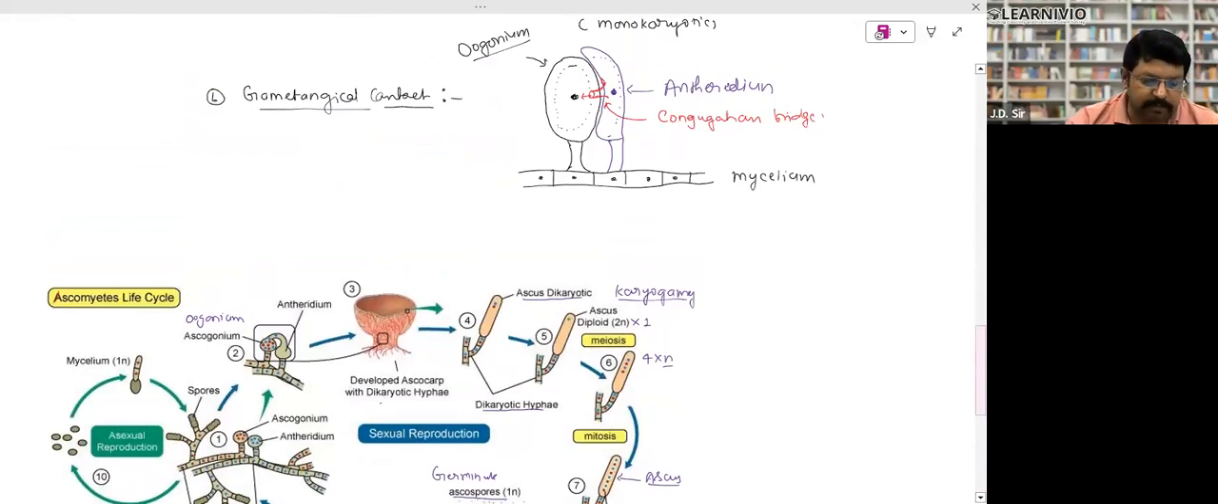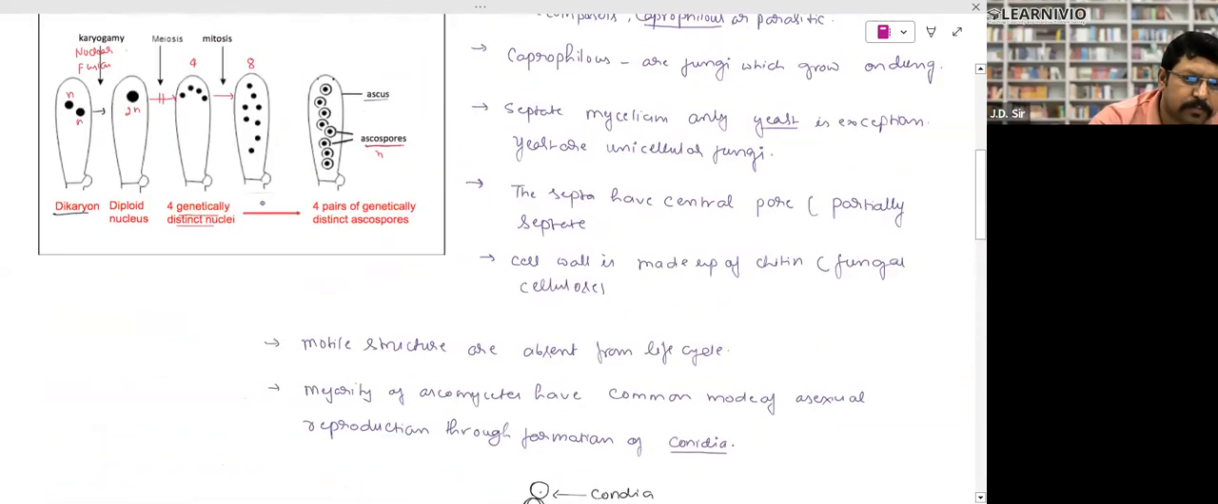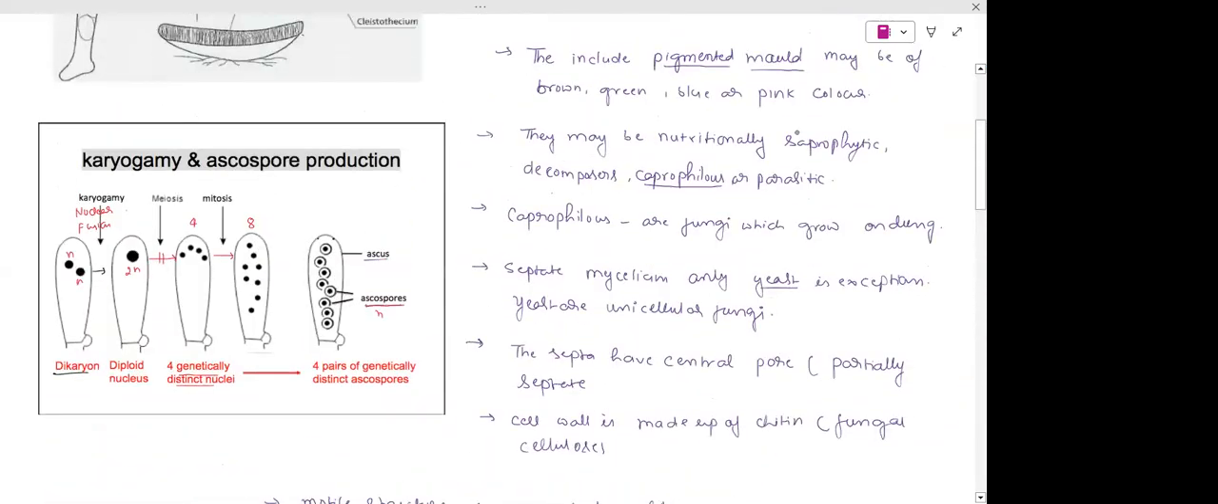Then we will start the last part, that is the Basidiomycetes. In Basidiomycetes, the mushroom, or Agaricus, which we commonly call mushroom, is a member of this class. Hope it is clear to all of you. Go through all the points again and tell me if you have any doubt.